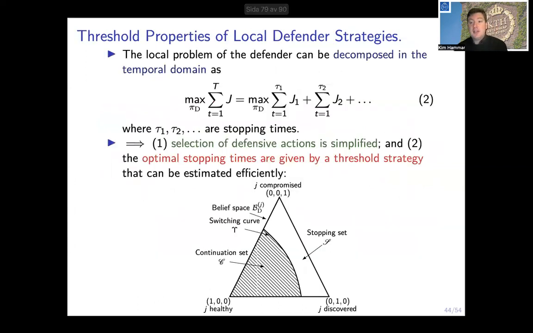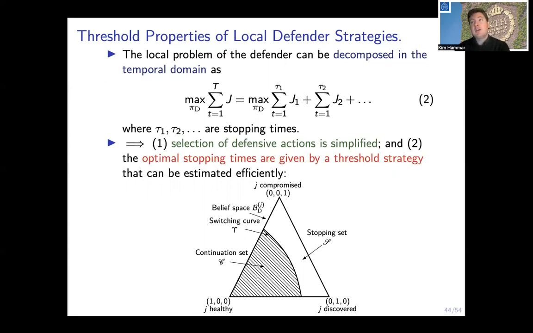Okay, so we have seen now that we can solve the local problems with deep reinforcement learning. That works. It's quite efficient as well. But it turns out that we can optimize this a little bit more, and we don't need to use a complicated deep reinforcement learning algorithm. At least for the defender, we don't need to do it. We can use a much simpler and more efficient algorithm.